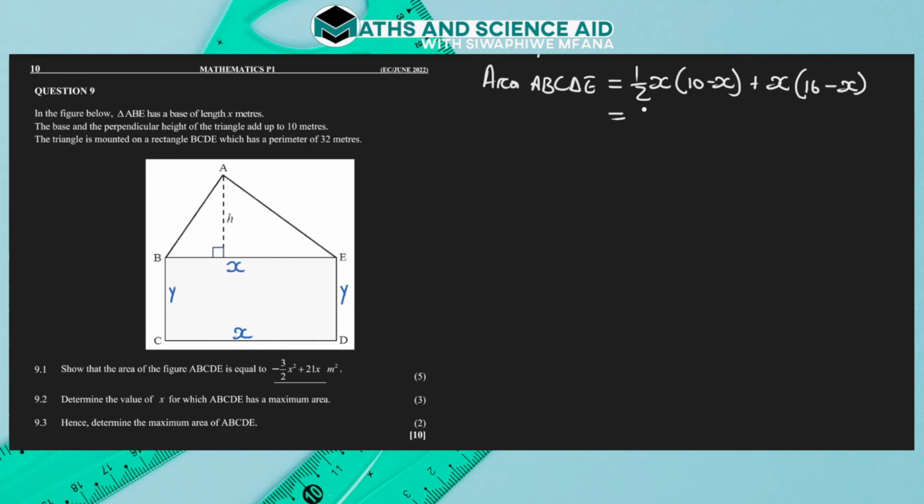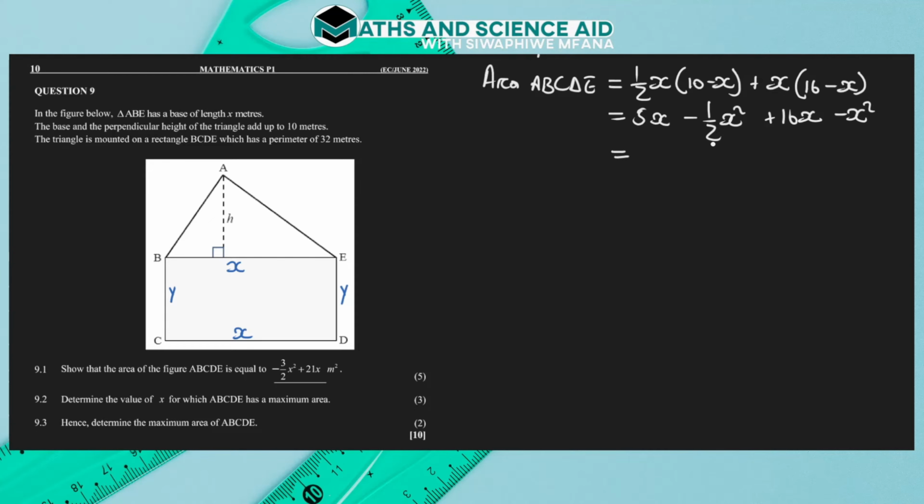So this will be half x multiplied by 10, so that will be 5x, and then half x multiplied by negative x, and that one will be negative half x squared. And then we have x into 16, which is 16x, x into negative x, which is negative x squared. And then obviously the next thing is to add up all the like terms.